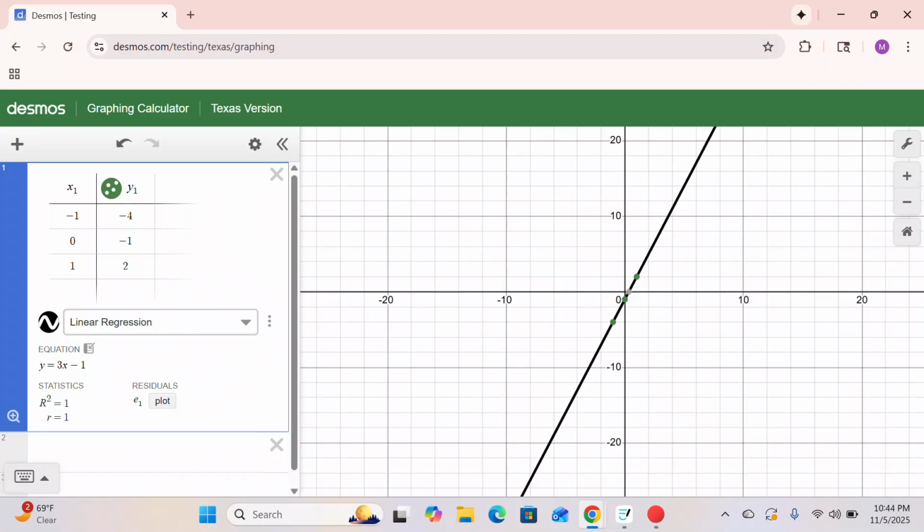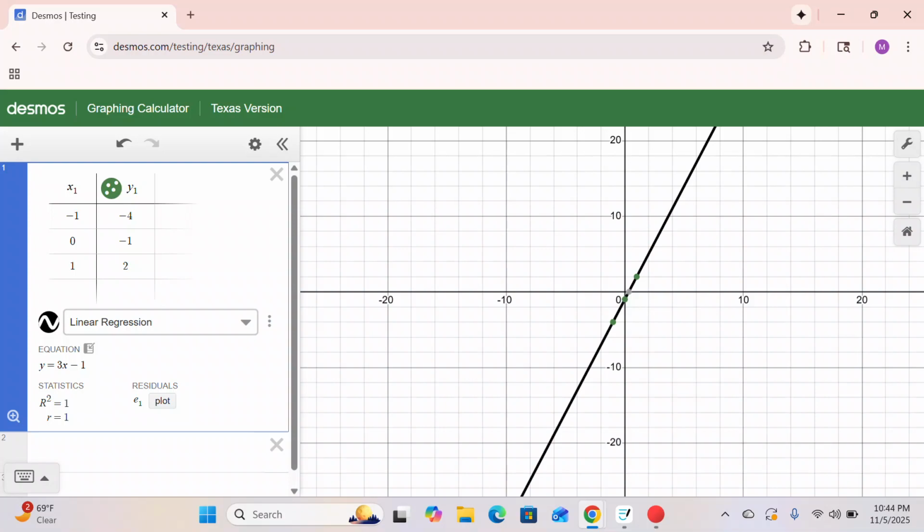It automatically forms your table. It automatically gives you the equation. If you look under the table, linear regression gives you the equation y equals 3x minus 1. You can already get your slope, or your rate of change, by just looking at that, and the slope is 3. We get your y-intercept as being -1.